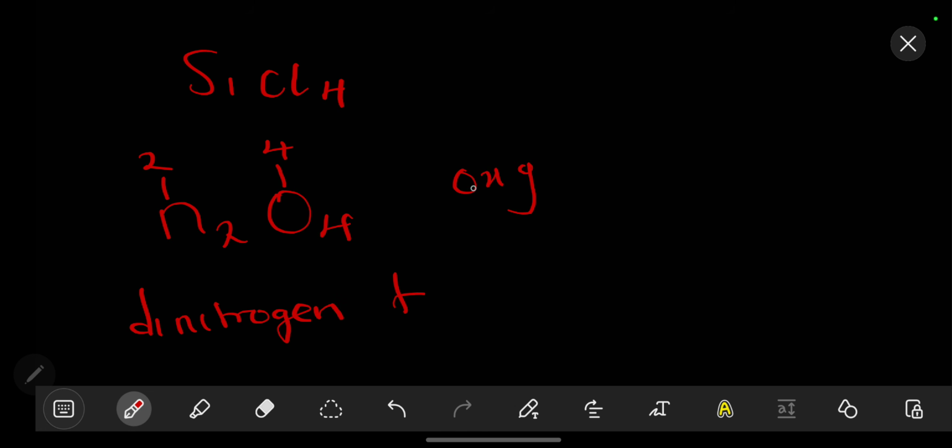So let's say we have N2O4. So this one, we have 2 nitrogens, we have 4 oxygens. So here we are going to say dinitrogen. Then we have tetra, which is for 4. Since the last letter is a and the next word, oxygen, begins with o, we are going to drop the a. So we are going to say tetroxide. Tetra means 4, so there are 4 oxygens.